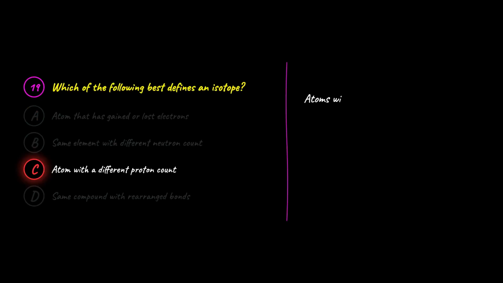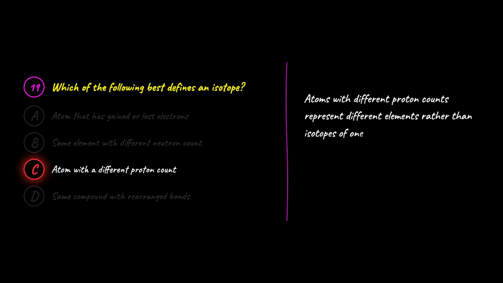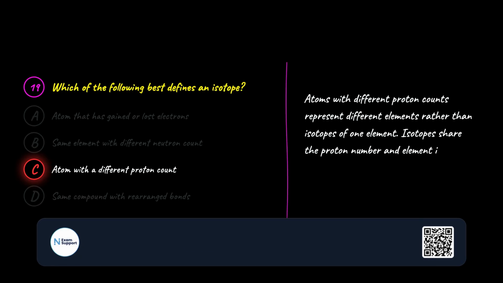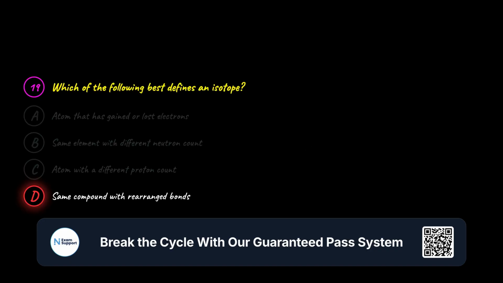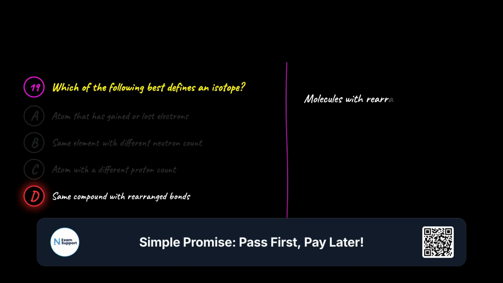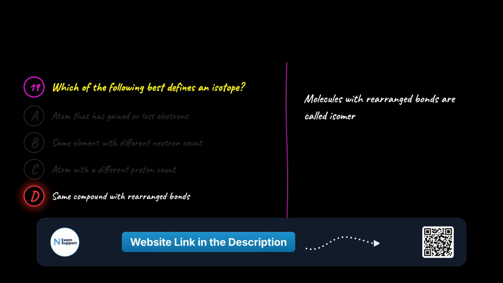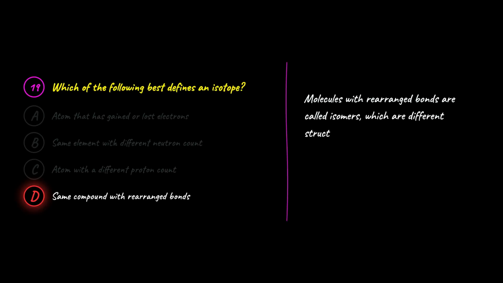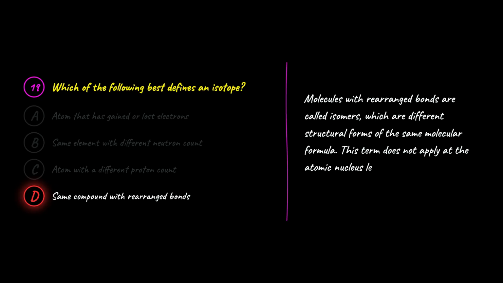C is wrong because atoms with different proton counts represent different elements rather than isotopes of one element. Isotopes share the proton number and element identity, but vary in neutron count and therefore in atomic mass numbers. D is wrong because molecules with rearranged bonds are called isomers, which are different structural forms of the same molecular formula. This term does not apply at the atomic nucleus level the way the term isotope does in chemistry.